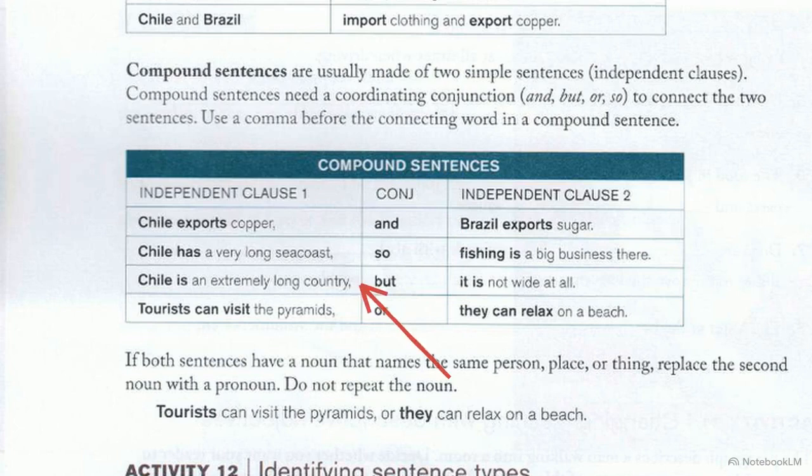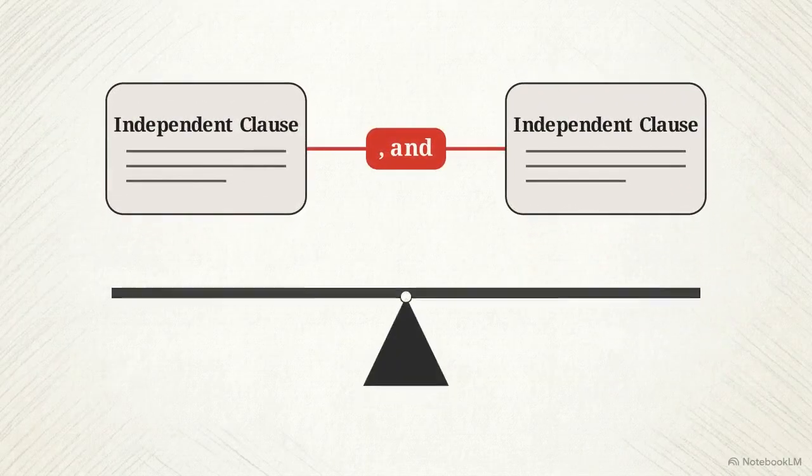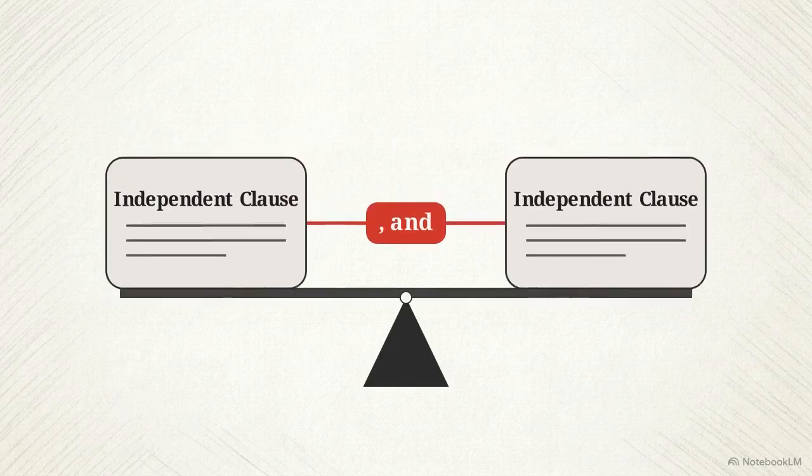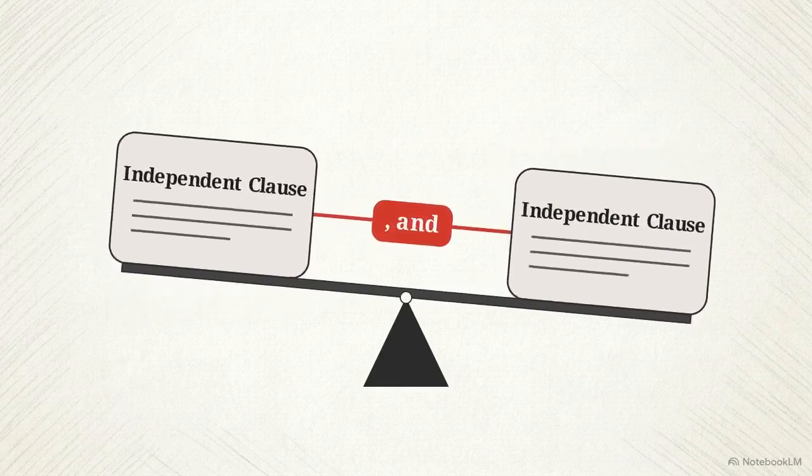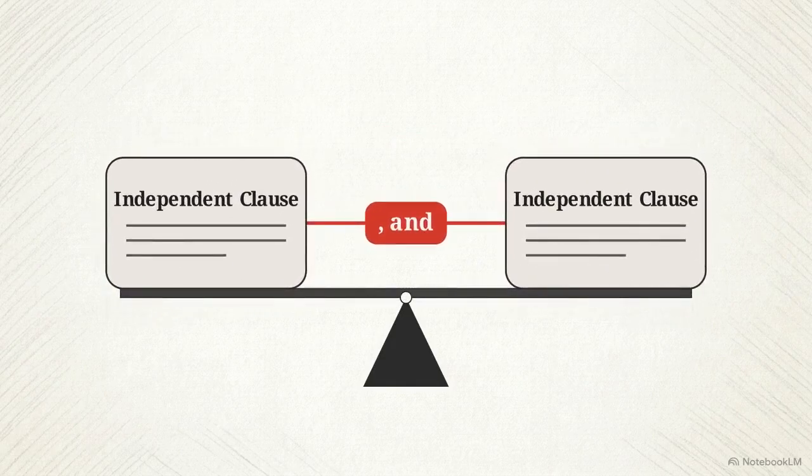Notice the strict punctuation rule here. There is always a comma placed right before the coordinating conjunction. By joining these clauses, compound sentences fix that initial choppy rhythm, balancing two equally important points on a single scale.